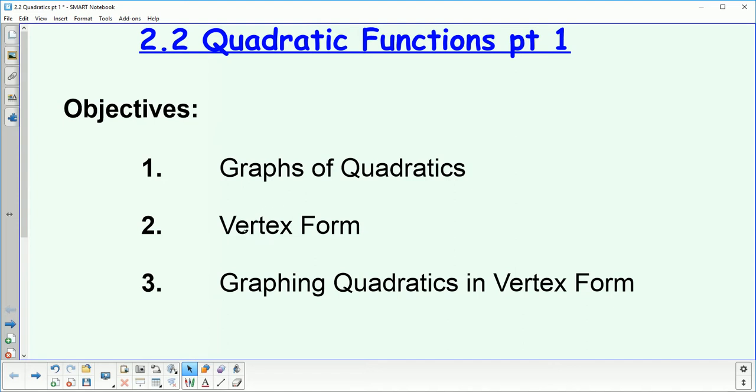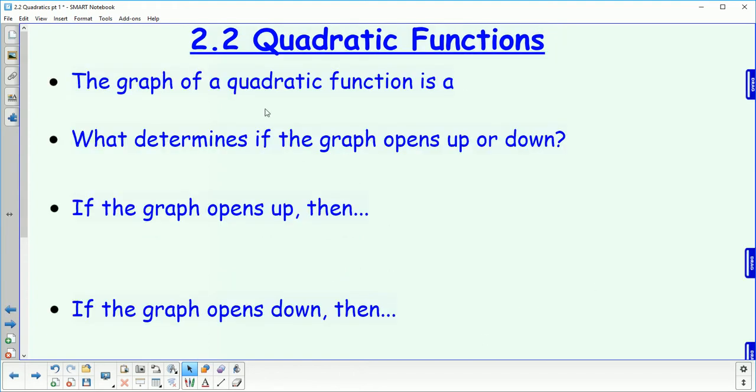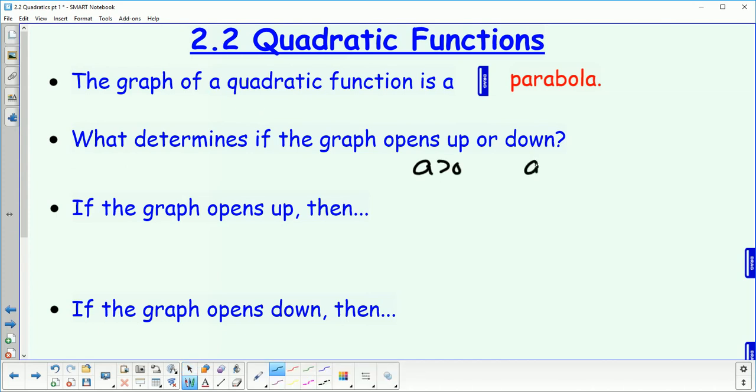We'll identify some important characteristics of their vertex form, and then we'll use that information to actually draw a graph of a quadratic. So, first thing, the graph of a quadratic function, don't forget, is a parabola. And what determines if we open up or down is the value of a, which, remember, is the leading coefficient. So if it opens up, a is going to be greater than 0. If it opens down, a is going to be less than 0.